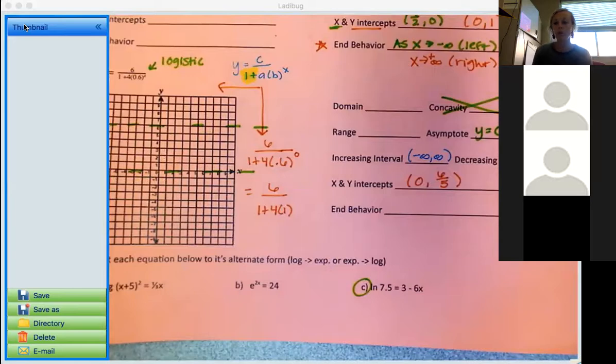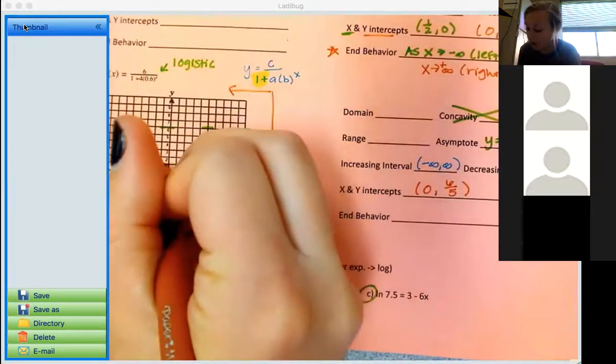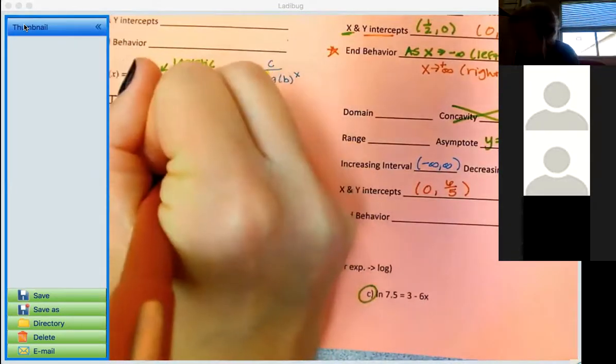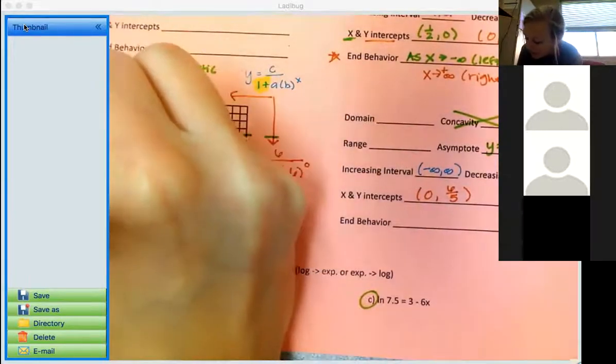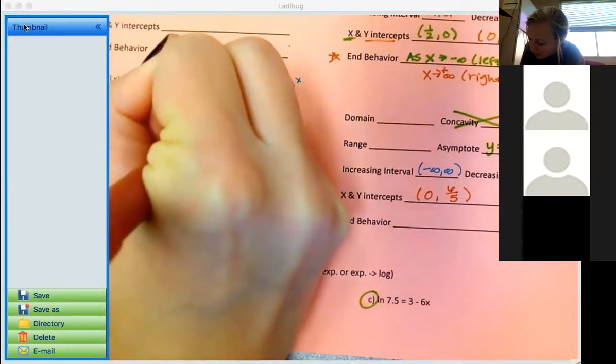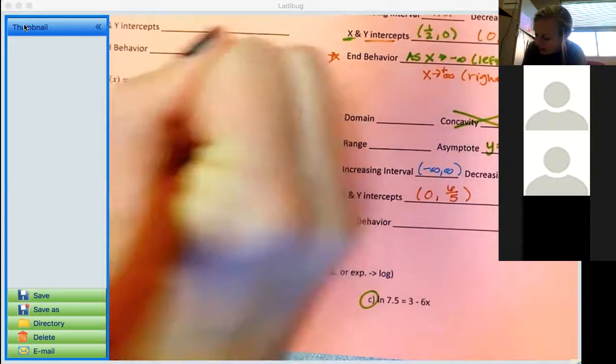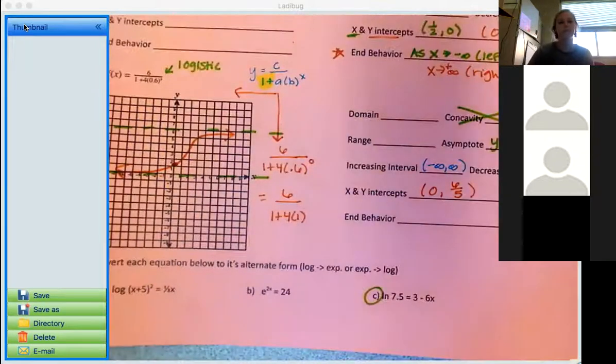Okay. So to graph this, I'm going to go up 6/5. So that's a little past 1. That's 1 1/5. And then it's going to curve to make an exponential, but then it levels out at that carrying capacity at the top. So that's what your graph would look like, kind of like an S.